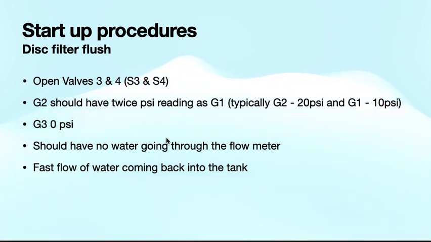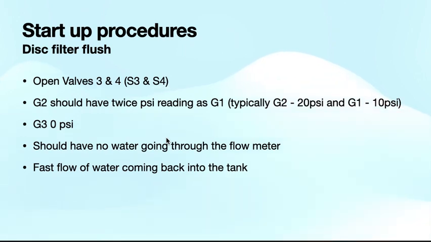I've seen a number of things. I've seen gauge 2 have 10 and gauge 1 have 5, or 15 and 7 or 8. So long as that ratio is all right, then there's nothing wrong with the disk filter, and that's what we're looking at. If, say, you have 40 psi on gauge 2 and nothing on gauge 1, then that will probably indicate that the disk filter, which is the thing in between those two gauges, is probably clogged. In that case, you would know it would need cleaning.